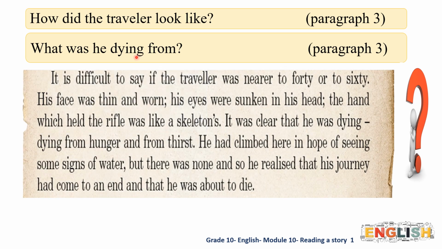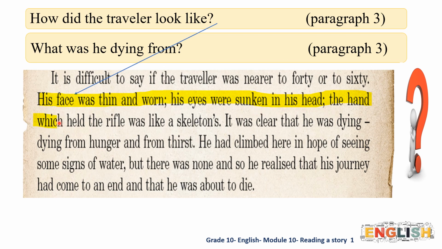Well, let's check our answers. The first question, how did the traveler look like? Look, how was his face like? His face was thin and worn. Worn means very tired, exhausted, fatigued. His eyes were sunken in his head. Sunken in his head means they are fallen inward.